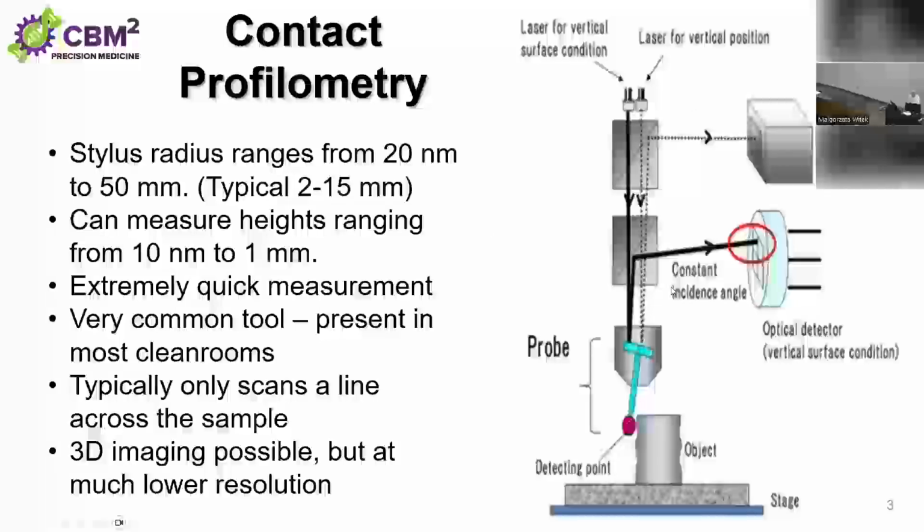This is just giving you an idea of how that works. You can see here the detecting point moving across this object to determine the surface morphology. The stylus radius can range from 20 nanometers to 50 millimeters, so it has quite a large dynamic range. Most clean rooms do have a contact profilometer in them to do these measurements. It's a common tool because it's not very hardware intensive, and it can give you results fairly quickly.